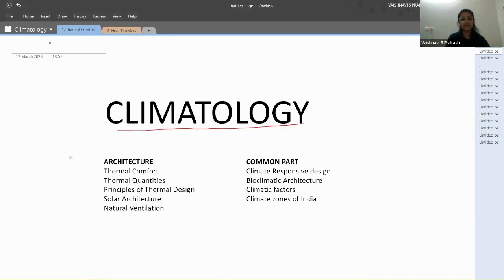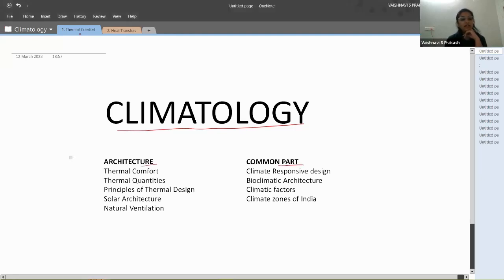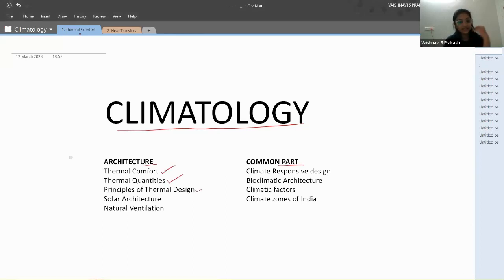Firstly, let's look at what part of GATE it will come in. According to the syllabus, we have architecture and planning parts for the GATE architecture paper. The climatology topic comes in architecture and the common part as well. Under architecture, you have thermal comfort, some thermal quantities, principles of thermal design, solar architecture, and natural ventilation. The common part has a lot more theory in it, and it's almost general knowledge. It's what you would have probably learned in your BArch: climate responsive design, passive design techniques, climate zones of India, and climatic factors.